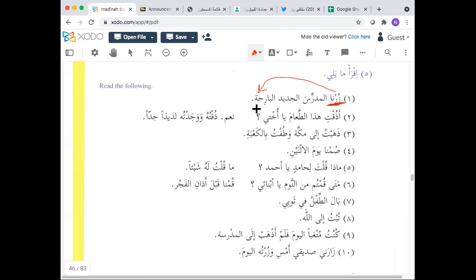مفعول فيه. When did you visit? المفعول فيه is always going to be mansoob. When there is a time and it's related to a verb, to an action, it's always going to be mansoob. So here you have زرنا, زارا, that is the fi'l ماضي. نحن, نون, ضمير, this is فاعل. المدرسة, that's the مفعول به. الجديدة, this is نعت of المدرسة. البارحة is مفعول فيه منصوب. طيب تفضل.